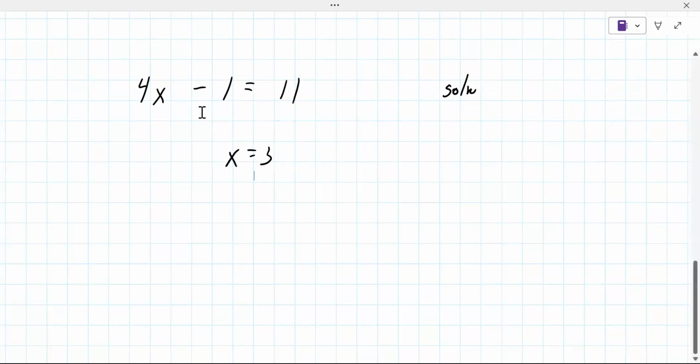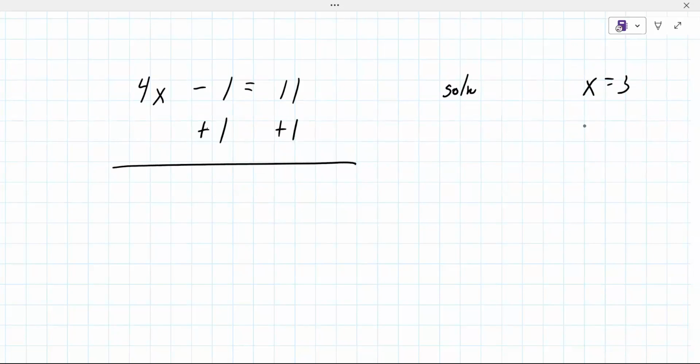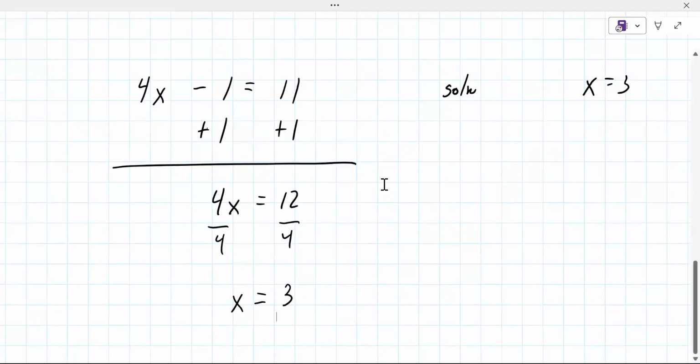Good question. What I mean is the path to get there is to add 1 to both sides, bring down the 4x, divide by 4, x equals 3. Oh, really? Yeah, I just picked 3 because 3 times 4 is 12. That's fine.